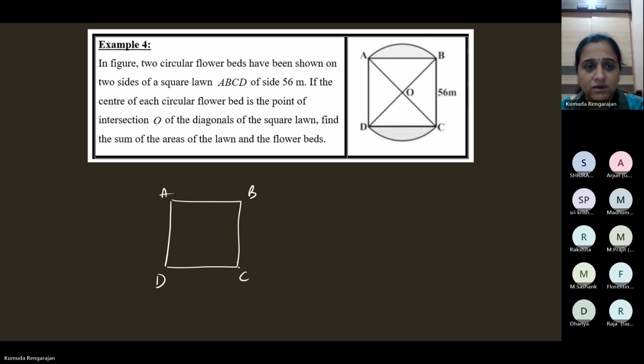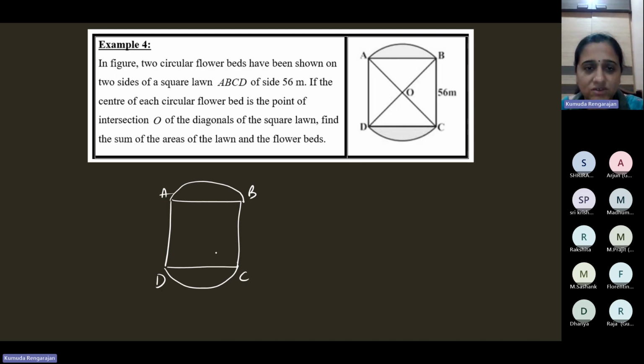So they're talking about this square lawn ABCD. And on two sides, that is on the sides AB and CD, as you can see in the figure, you can see the circular flower beds. You can only see an arc like this and this arc here. But it's a part of a circle, like you can complete it. That's what is meant by circular flower beds here.